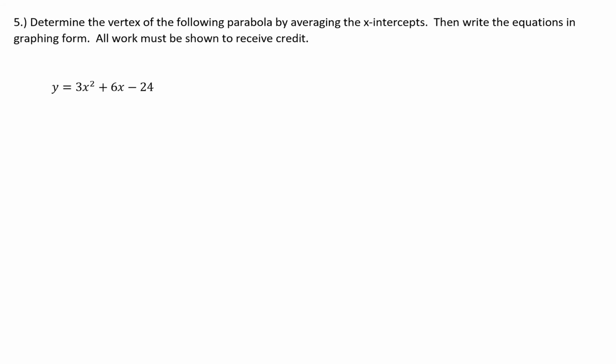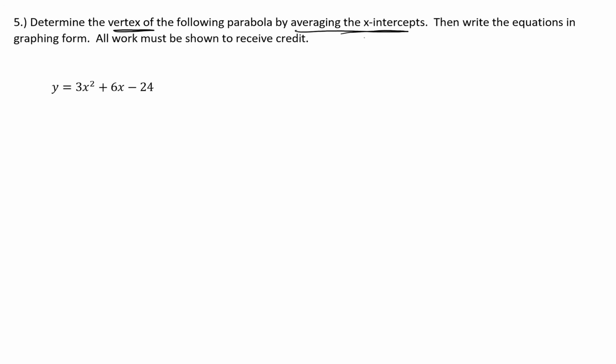Alright, so in this problem there's a lot of different ways to do it, but they're asking us to do something very specific. They want us to determine the vertex of the following parabola by averaging the x-intercepts. Then write the equation in graphing form. All work must be shown to receive credit.